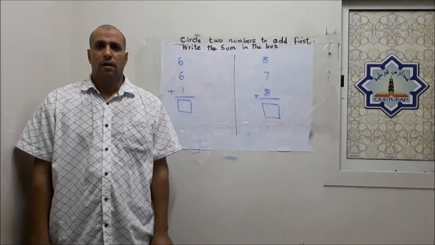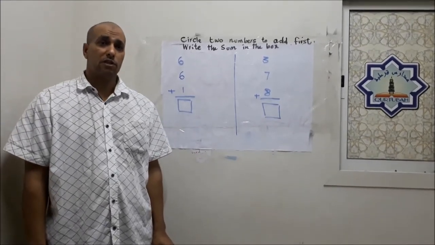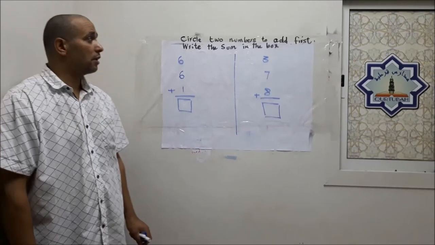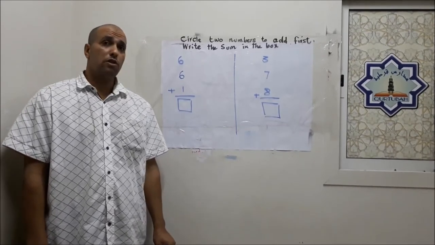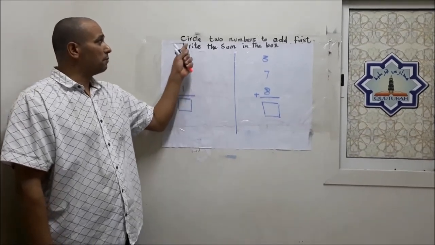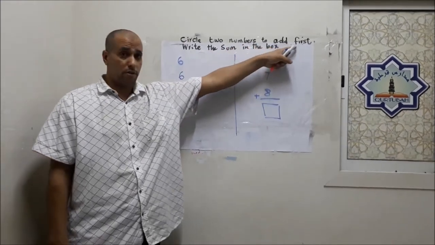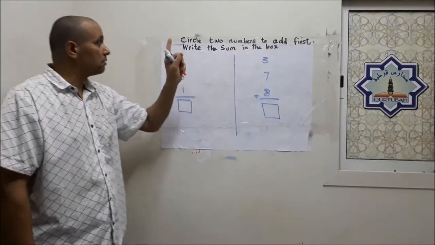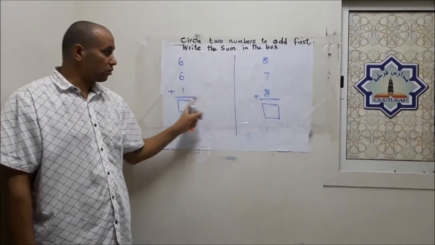Hello everyone. Today we have a very important lesson from grade 1: how to add 3 numbers together, 2 closer numbers and 1 further number. Let's have this problem. It says circle 2 numbers to add first, then after that write the sum in the box.